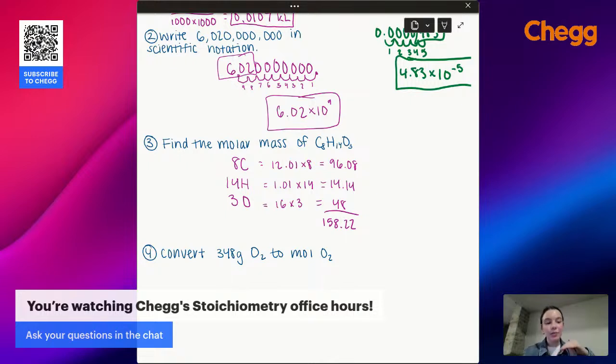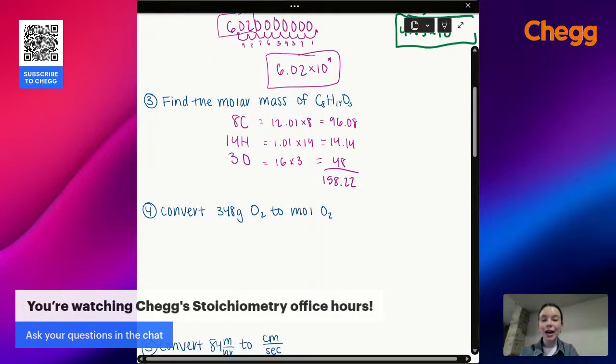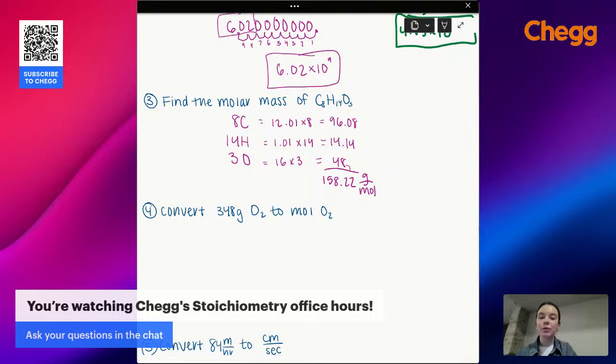I know a lot of chemistry teachers like to quiz you on units, so this is always an important thing to know, like what units what you're calculating has. I'm going to give you all about 3 seconds to type that in the chat. What units does this have? If you said grams per mole, you are absolutely correct. That is 158.22 grams per mole is what we just calculated.